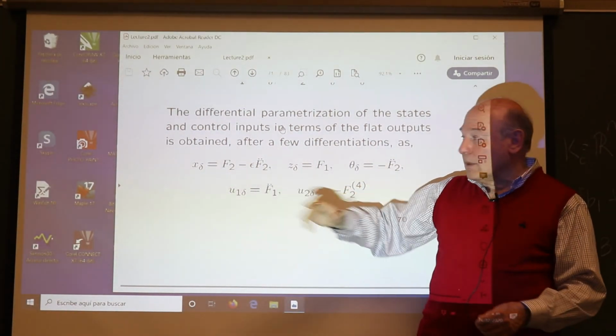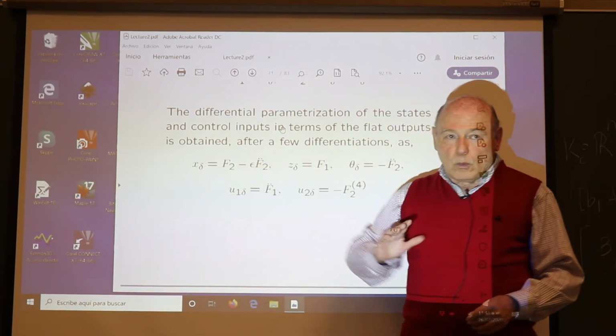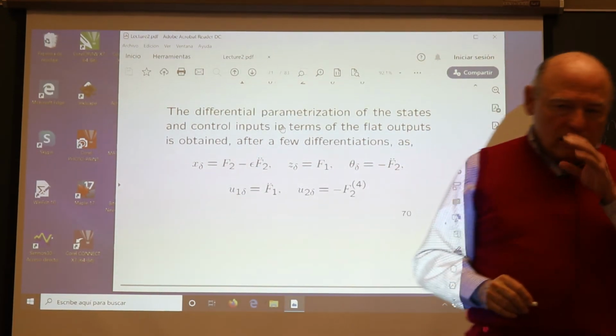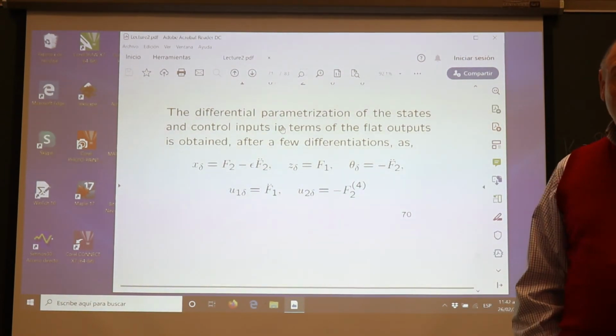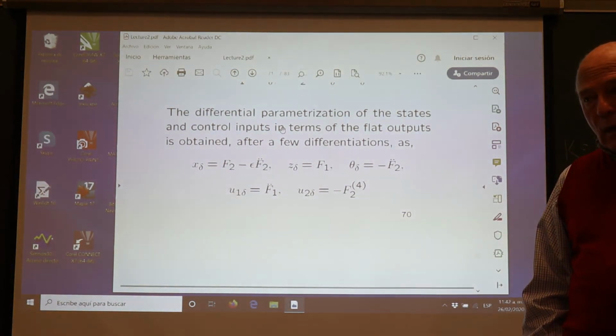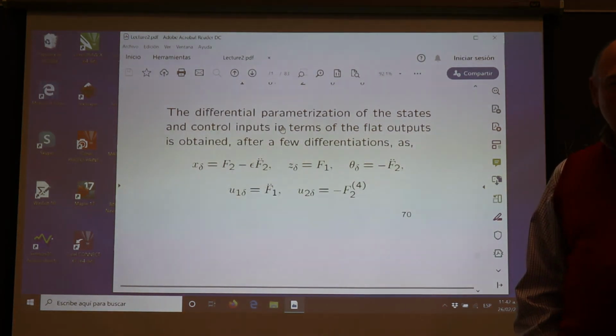Right. But you're sure. One of the important things, and this is a very important question, and let me bring you to the concept of controllability. What is a controllable system?